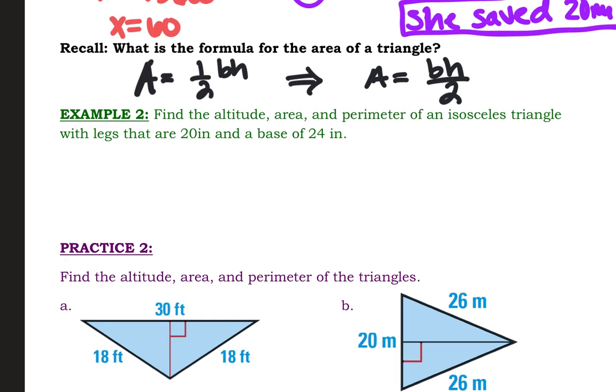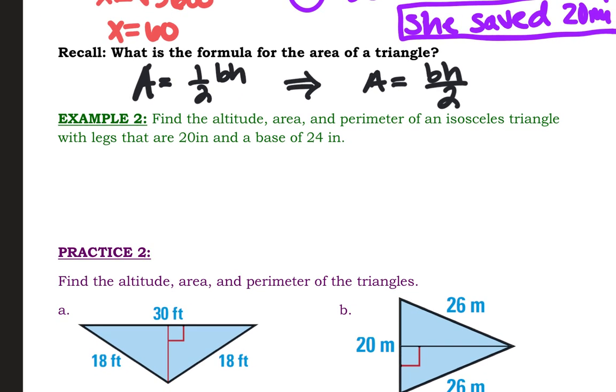So it says find the altitude and the area and perimeter of an isosceles triangle with legs that are 20 and 24. So what do we know about an isosceles triangle? Hopefully you're telling me 2 sides are equal, because we should know that. These are called the legs, and your base is 24.